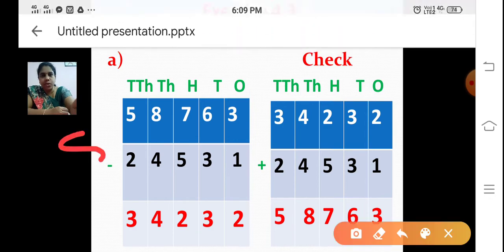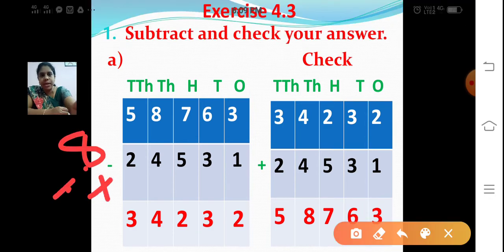8 minus 4. Start from number 4. Count forward till you reach 8. After 4, 5, 6, 7, 8. 8 minus 4 is 4. So 4,000. Write it down.